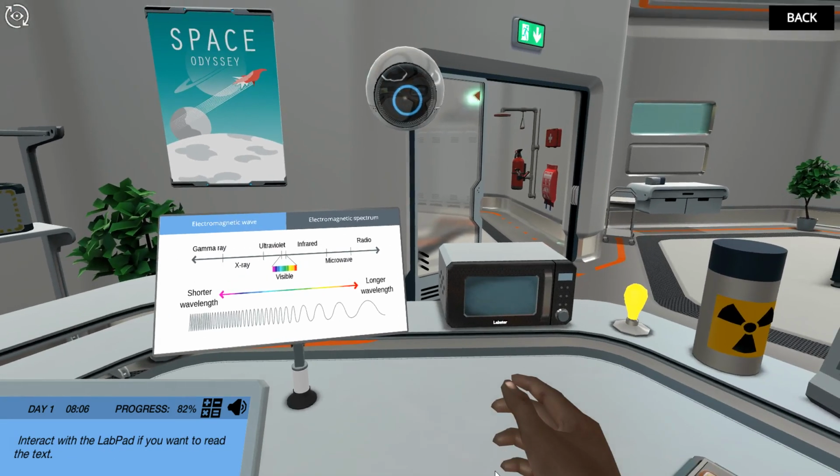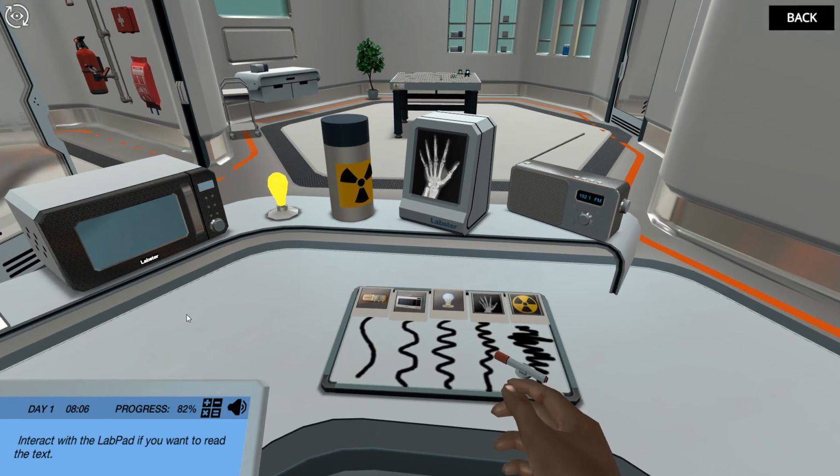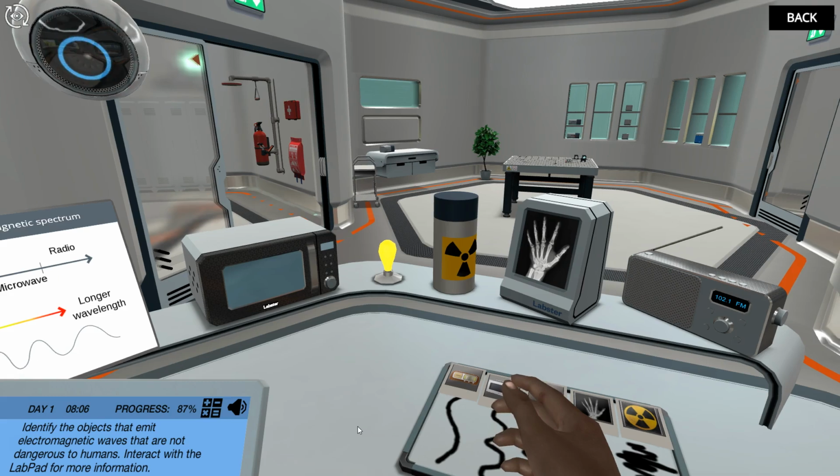Fantastic job! Gamma rays have the shortest wavelengths and radio waves have the longest. Visible light is in between these two on the electromagnetic spectrum. Identify the objects that emit electromagnetic waves that are not dangerous to humans. Interact with the lab pad for more information.